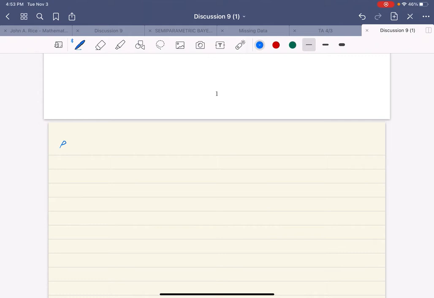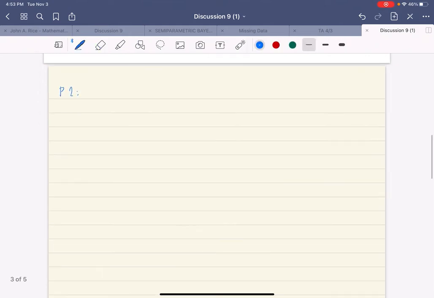Question 1. So let's find our likelihood test statistic. Okay, so this is lambda of S1 to Sn. The numerator is the supremum over theta in Theta 0, and the denominator is the supremum over theta in the whole space, of the product from i to n of f of S_i given theta.